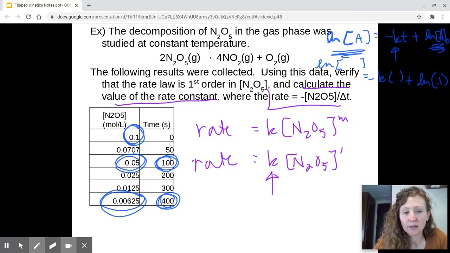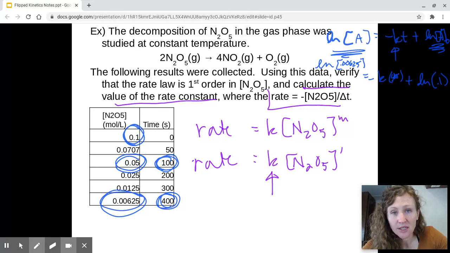So let's just do the bottom one in hopes that as the reaction proceeds, we're going to get more consistent results. So we'll go natural log of 0.00625, and then the T we're going to plug in is 400. And now we can solve for all of this. So you take your little calculator, and in this case, you do need a scientific calculator, unlike my cute little calculator that comes on my phone.